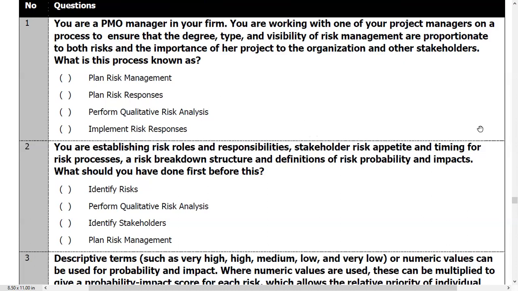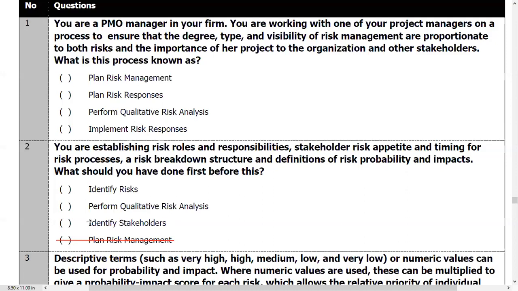All right, well, let's take a look at the options one more time. And let's disqualify those that are not sensible options. So, establishing roles and responsibilities, talking about stakeholder risk appetite, timing for risk processes, that is done in plan risk management. So, it cannot be plan risk management because that is what the question describes. It says, what should you have done first before this? So what should you have done before plan risk management is the question. Plan risk management is out of the question.